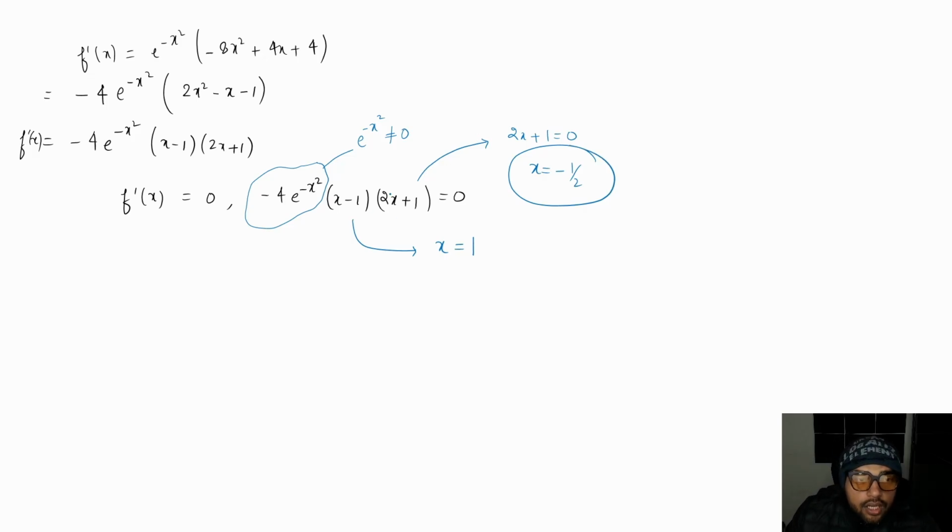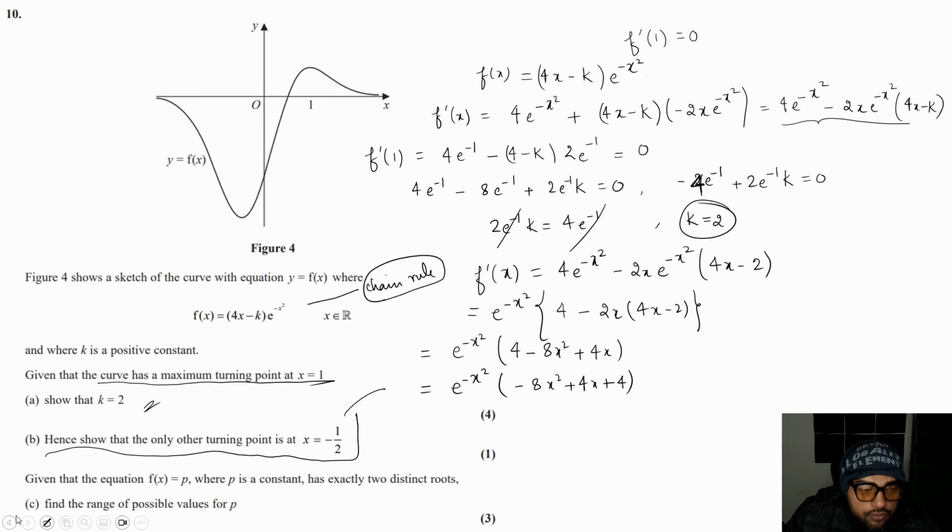Okay, now let's move to the third part: find the range of possible values of p when the equation f(x) = p, where p is a constant, has exactly two distinct roots. Two distinct roots, they have told, means we have already got those critical points here. That is the two distinct roots.